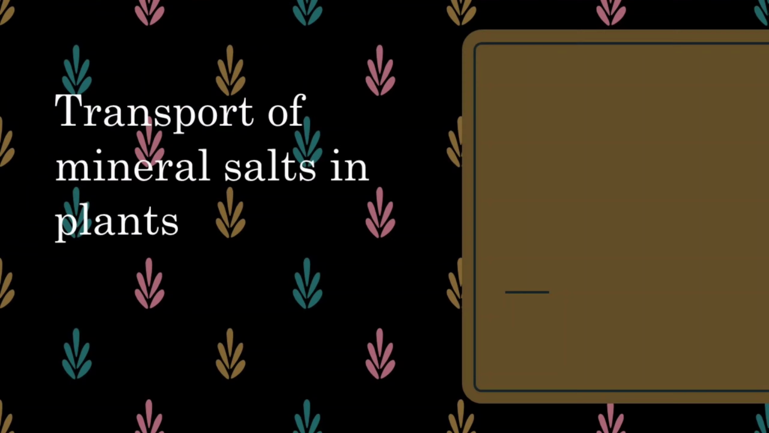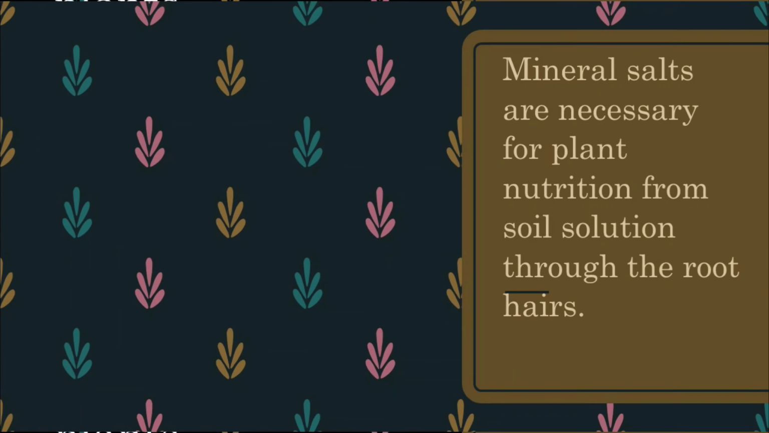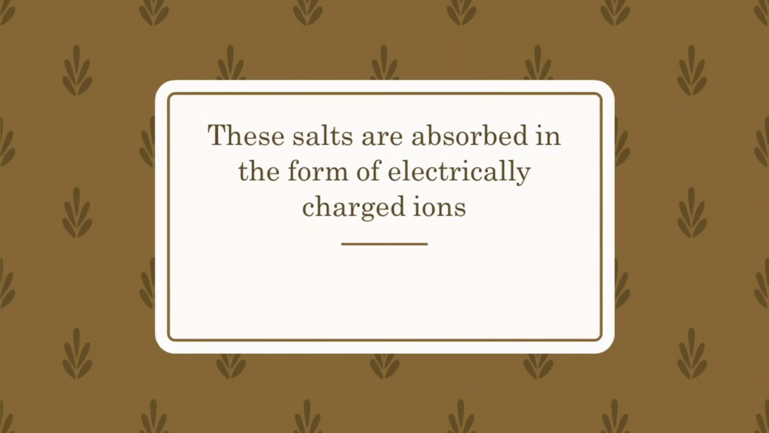Now we are going to know about the transport of minerals in plants. Mineral salts are necessary for plant nutrition. These mineral salts are absorbed from soil solution through the root hairs. These salts are absorbed in the form of electrically charged ions.